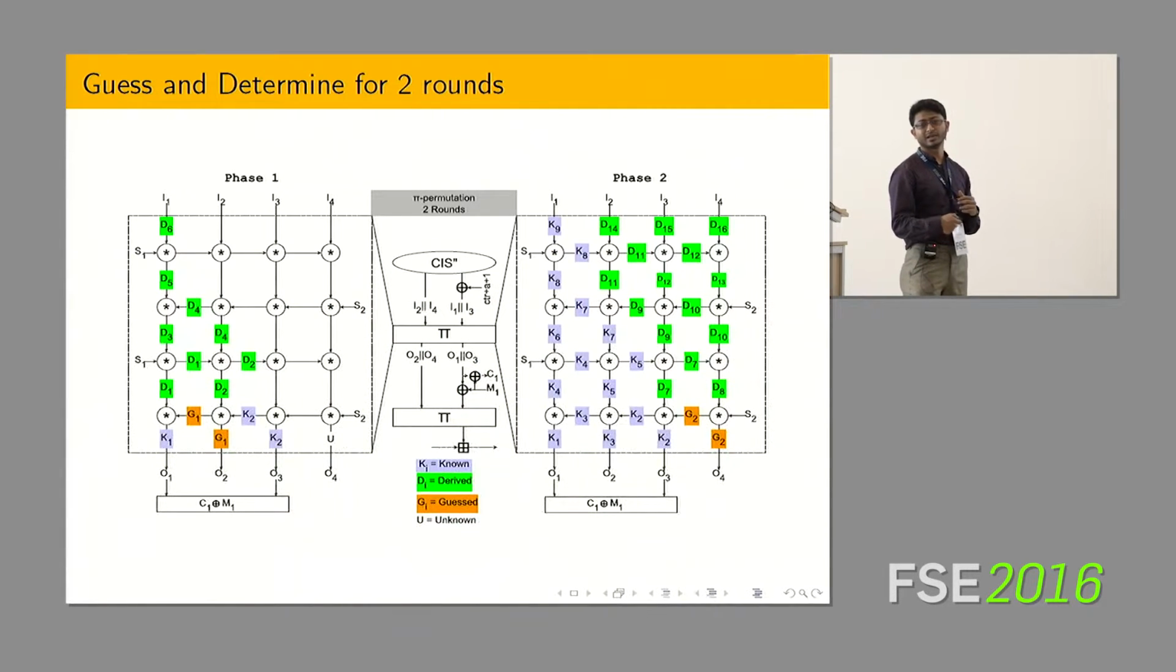So this is the guess and determine phase put together. In phase 1, we know O1 and O3, we guess O2, and we recover I1. Once this is done, we know this part, we guess O4, and we recover the inputs. All other inputs are the same, and all other steps of the attack are the same.